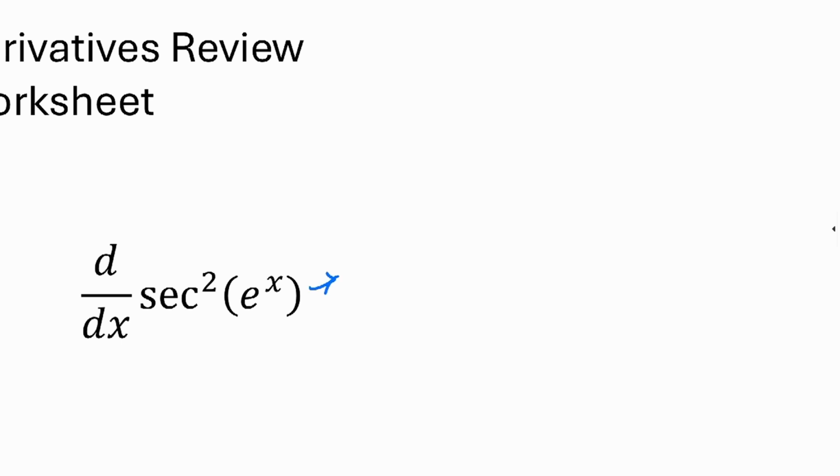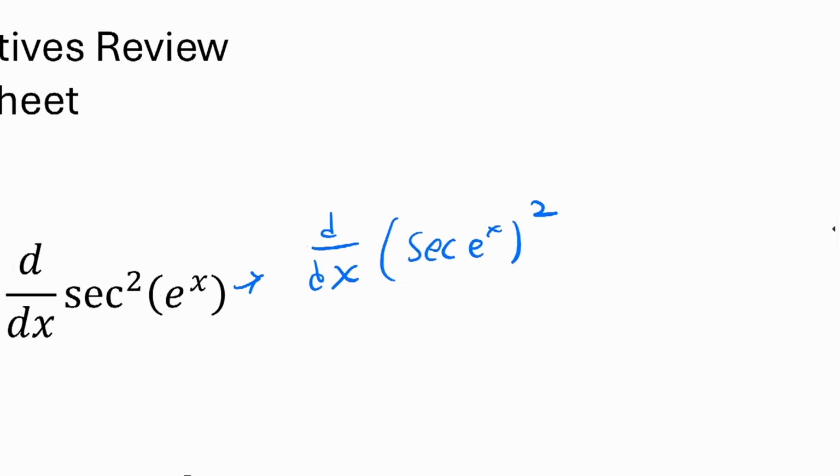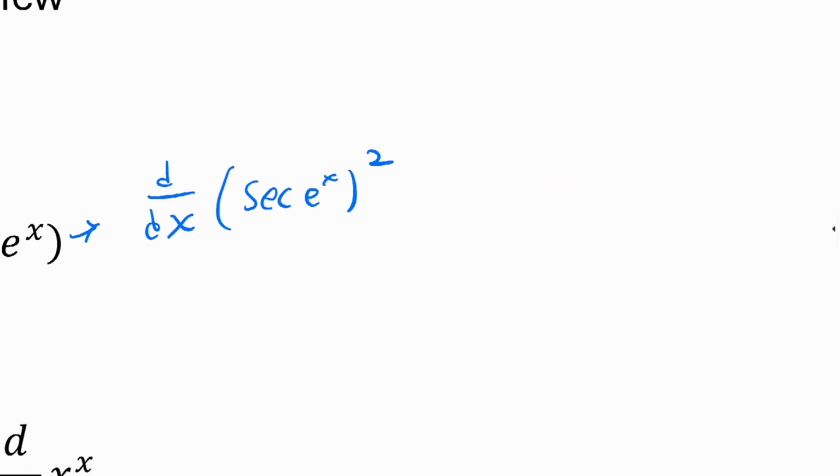So I'll rewrite this for you guys. This is actually just secant of e to the x, squared, okay? So now you can kind of see the first step is going to be doing the power rule. So it'll be 2 secant of e to the x to the 2 minus 1, so that's just 1, to the first power. Chain. What is the derivative of secant of e to the x?